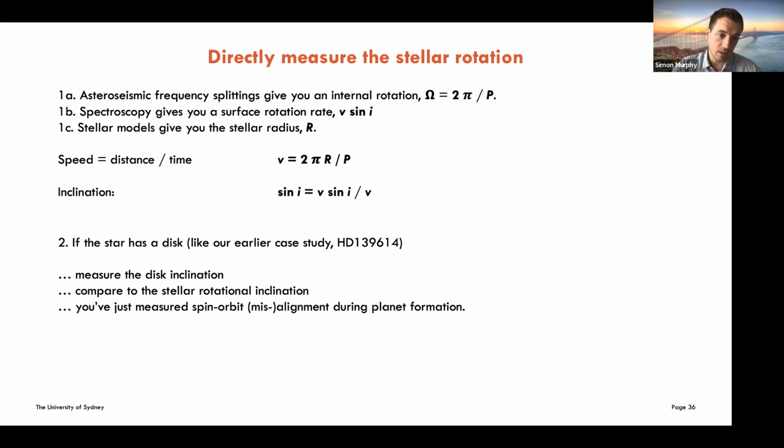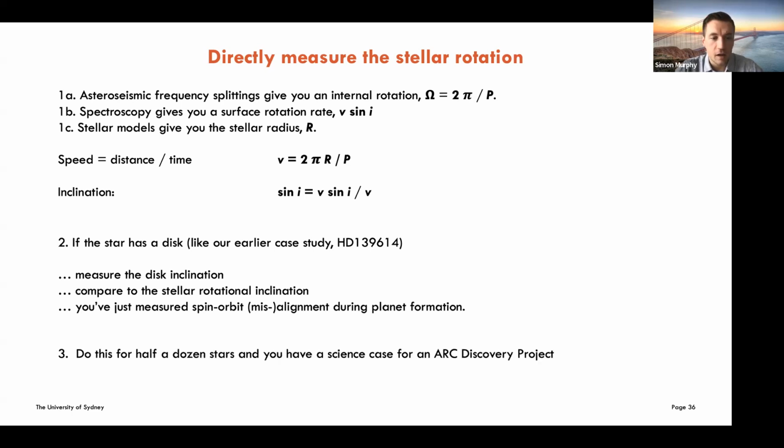Then if the star has a disk, like our earlier case study, HD 139614, you can measure the disk inclination either from your scattered light images or the models or whatever it is that you're doing in your analysis. And you can compare that inclination to the stellar rotational inclination that we worked out over here. And then what you've just measured is a spin orbit alignment or misalignment during that planet formation process. And that's an observation that we can't make in any other way. The disks are optically thick, so we don't get clear planetary transits with which to do Rossiter-McLaughlin type observations. So this is the only way that we're able to do this at present.